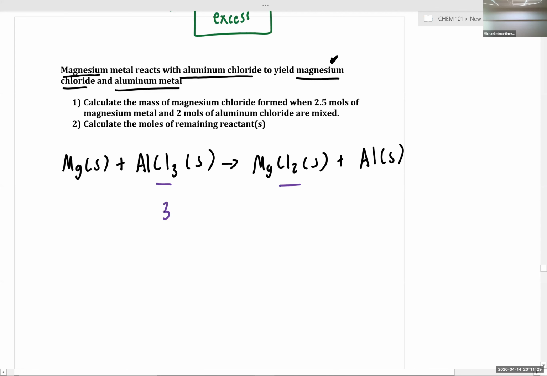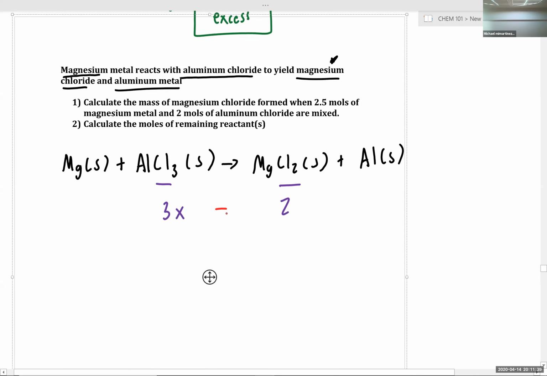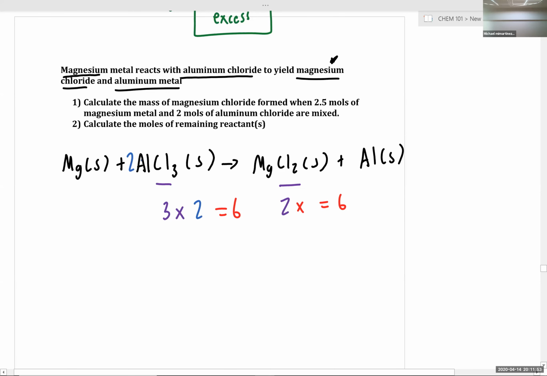If we have 3 chlorines on the left and 2 chlorines on the right, we use the least common multiple method. What's the least common multiple of 3 and 2? The smallest common multiple is 6, exactly right. So we plug in a coefficient of 2 for aluminum chloride and a coefficient of 3 for magnesium chloride. From there, we balance magnesium and aluminum, and our equation is now completely balanced.